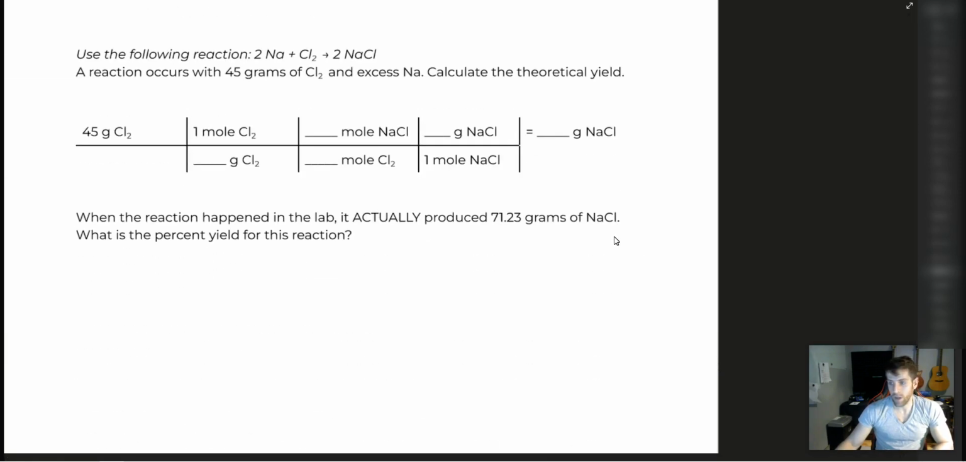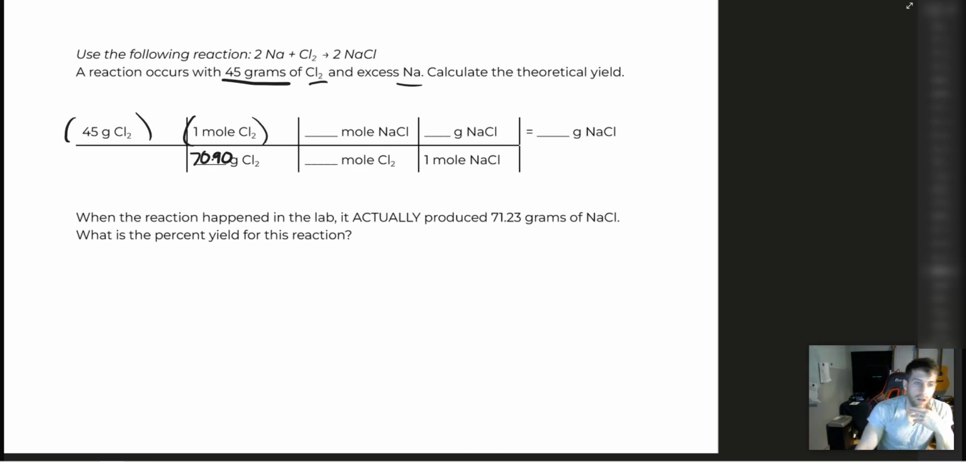Moving forward here, we're going to utilize the following reaction of 2Na, or sodium, plus chlorine gas, Cl2, and that's going to produce 2 moles of sodium chloride, or salt. A reaction occurs with 45 grams of chlorine gas and an excess of sodium. Calculate the theoretical yield. Okay, so we have what we were given, this 45 grams. So we start off our stoichiometry with that. We want to convert this into moles. If we look at the periodic table, I believe chlorine is 35.45 grams. We multiply that by 2 and we get 70.9.